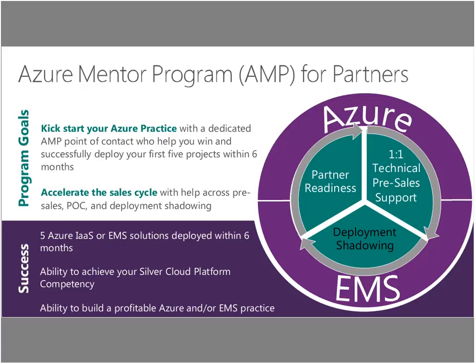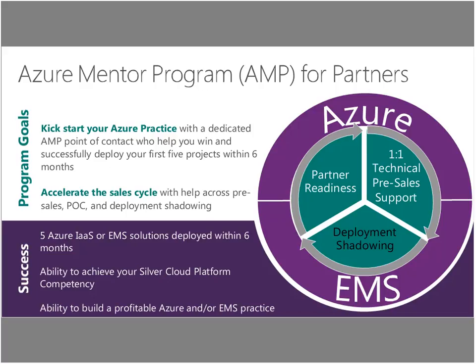We're going to help you accelerate your sales cycle. We're going to give you a mentor who will help you do proof of concept and deployment shadowing to make sure that you're offering the best thing for your customers. And the hope is that within 6 months, our Azure mentors and EMS mentors are going to help you deploy at least 5 Azure solutions and help you get your Silver Cloud Platform competency.